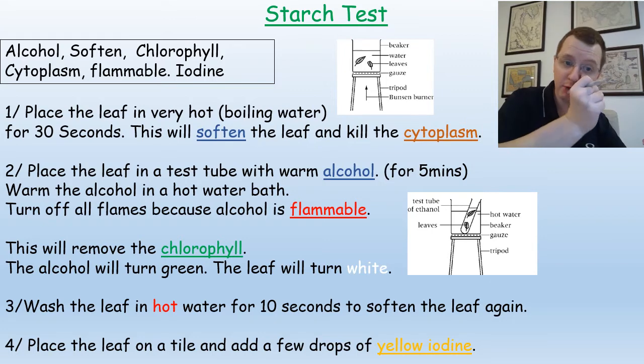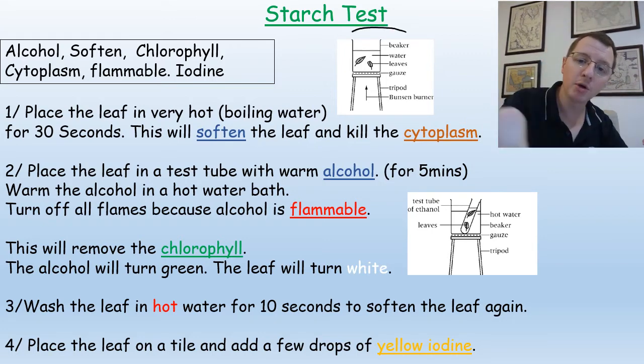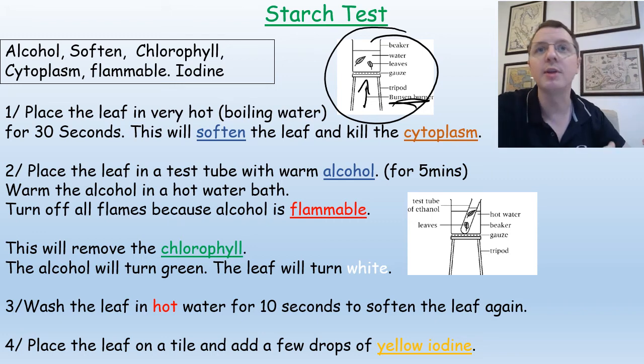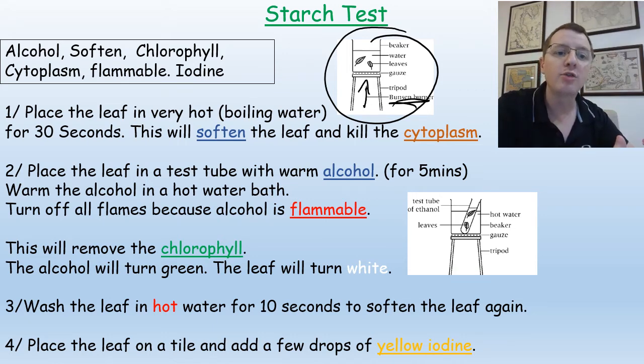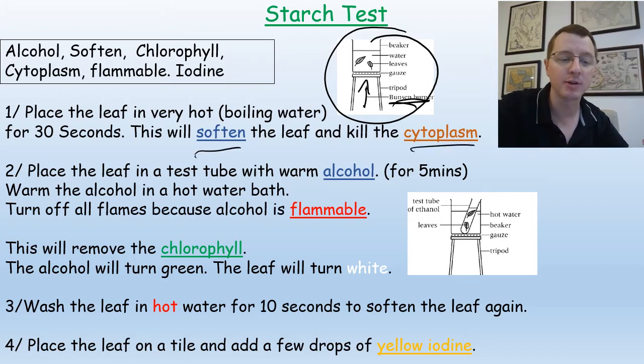So the first thing to do is to place the leaf in very hot boiling water. You may have boiled your water by using a Bunsen burner and heating from a tripod. In my classroom, I tend to just use a kettle because it's a bit faster and it's safer because I don't have the Bunsen burners out. So place the leaf in very hot boiling water for 30 seconds and this will soften the leaf and kill the cytoplasm.